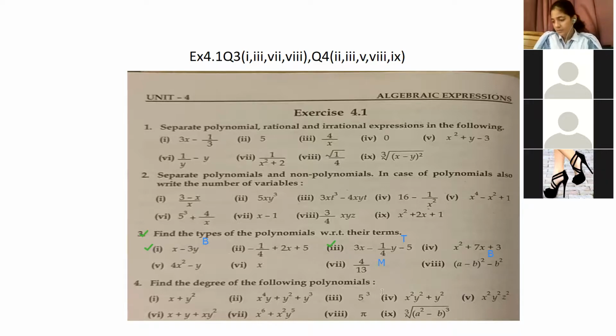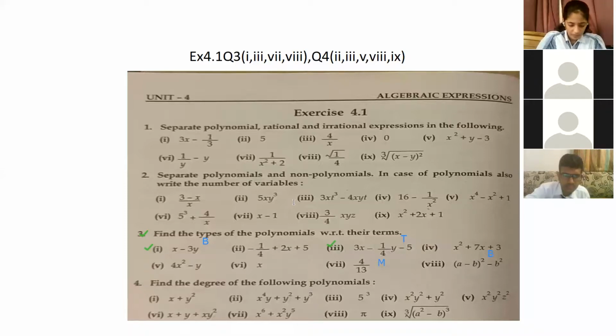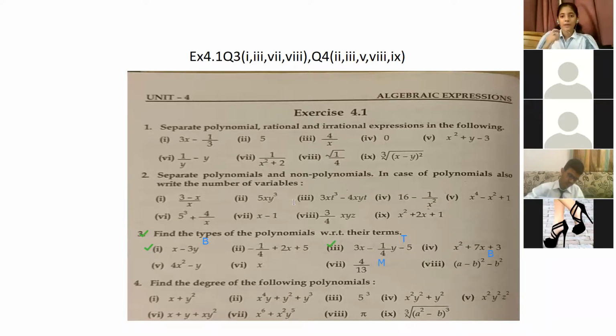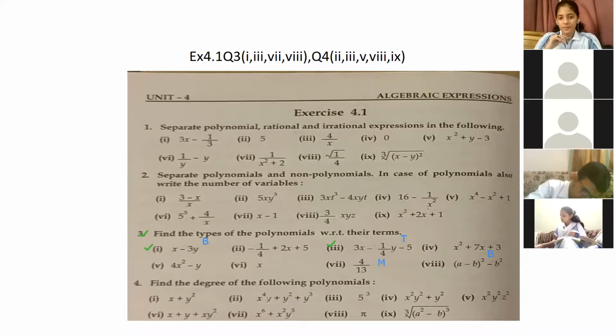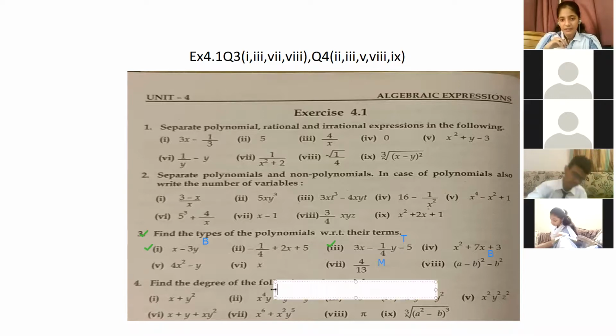Now question 4, bit number 2. You have to give me the answer. Find the degree of the following polynomial. Yes, Sumaya. Miss, 5. Very good. Which term is having the highest degree? First, second, third. First. Very good. So the degree of the polynomial is 5.